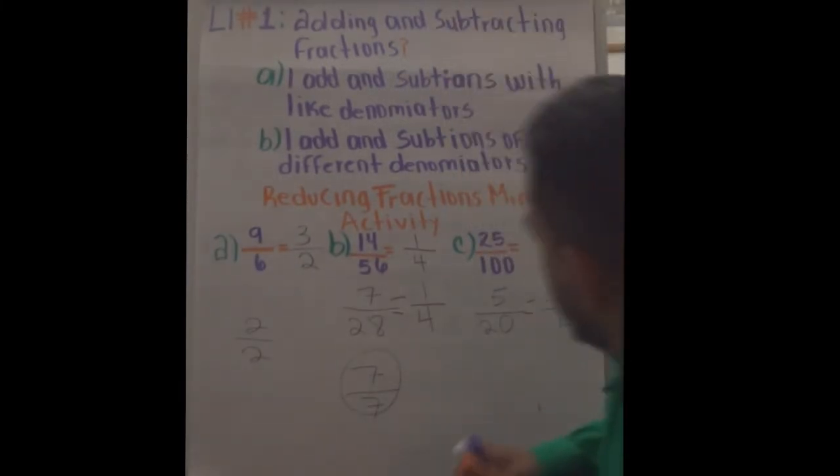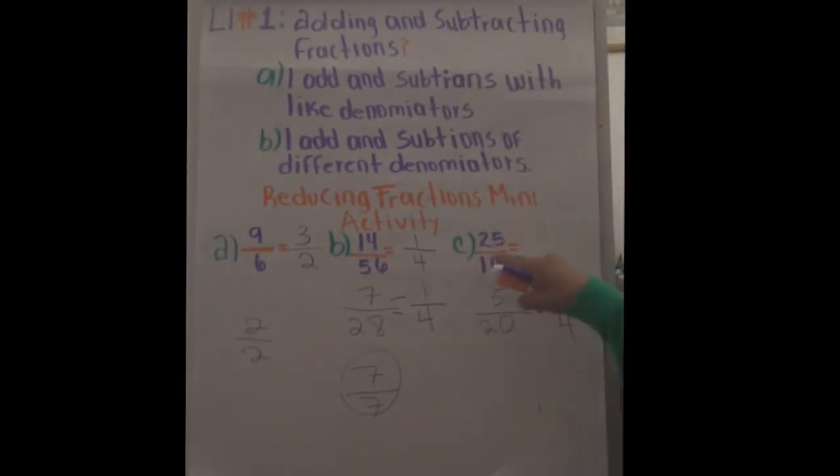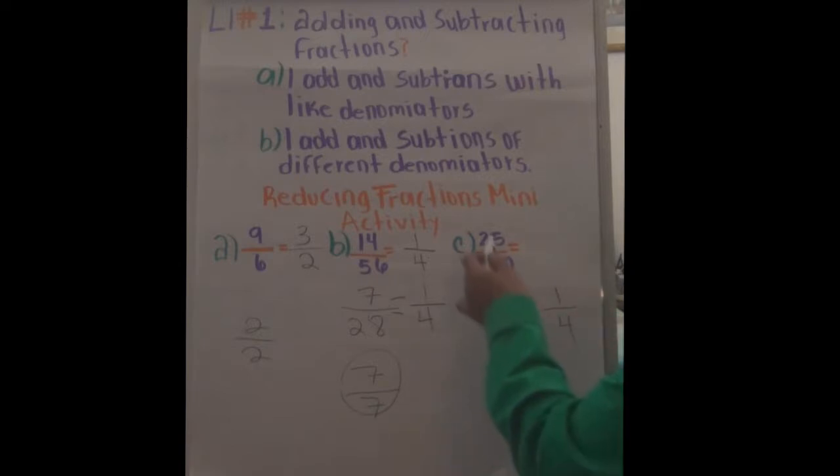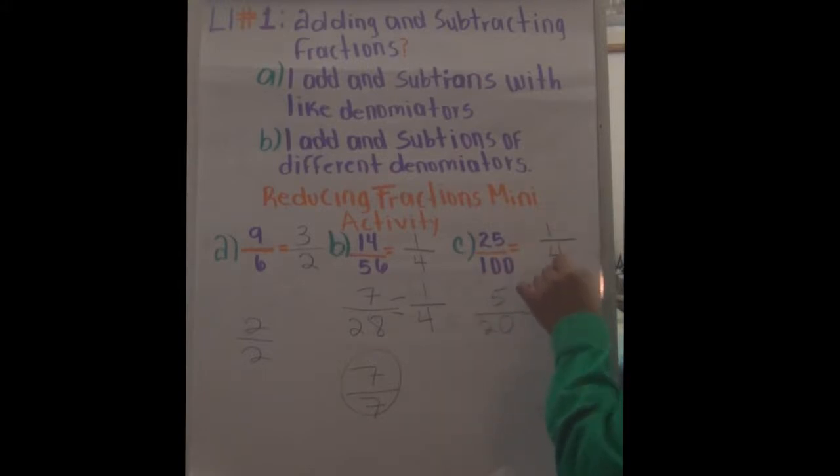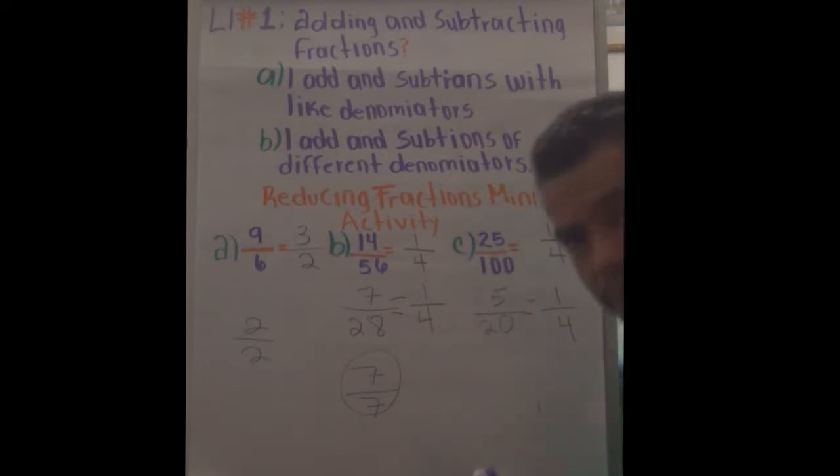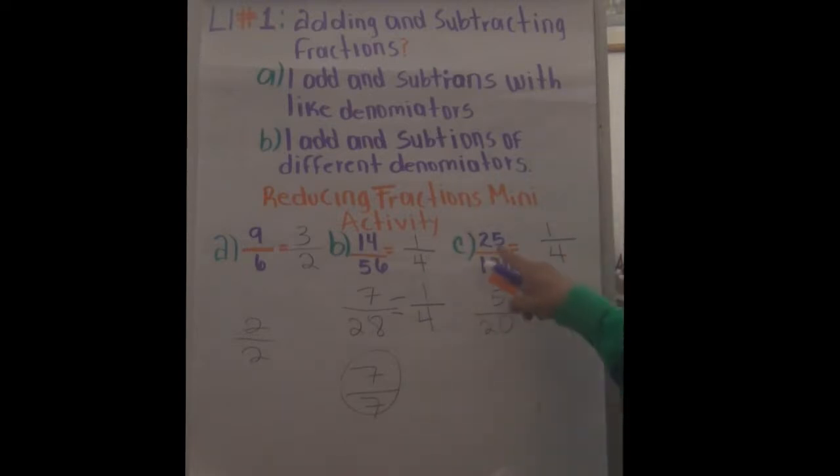Okay. So, could I have done a different division by 1? Yes, I could have divided by 25 over 25. Watch. 25 divided by 25 is 1. 100 divided by 25 is 4. So, there you go. I didn't have to go all the way. But that's only if you are confused about it. If you're not confused about it, then go ahead and divide by the largest number that both the numerator and the denominator can be divided by.